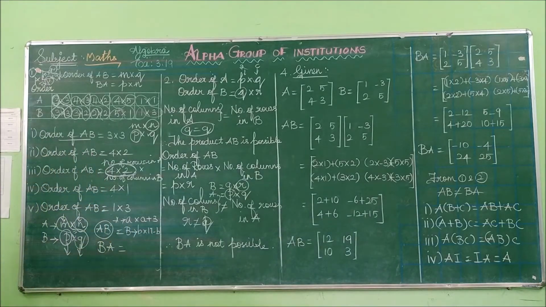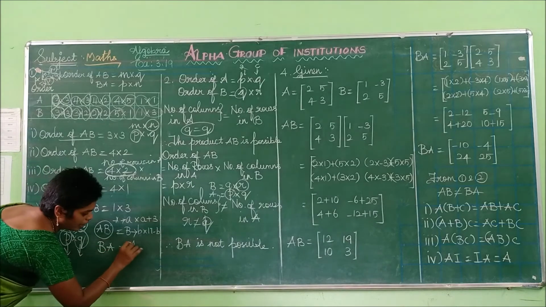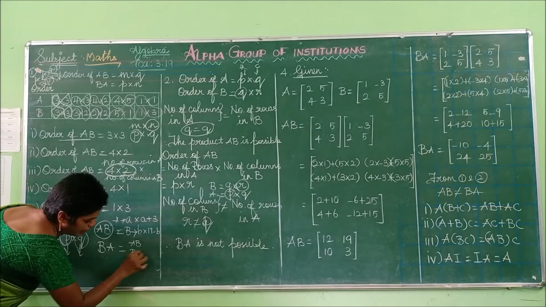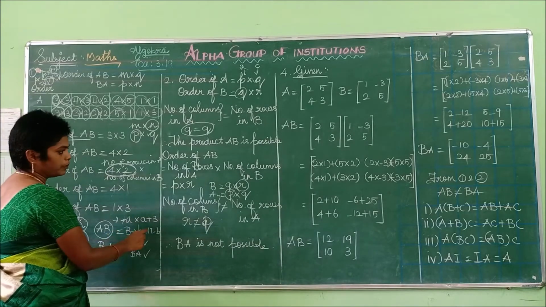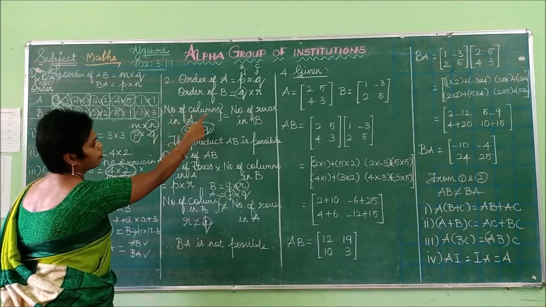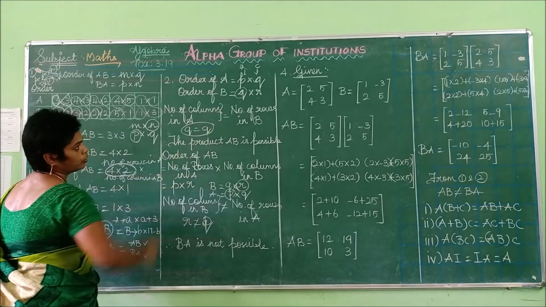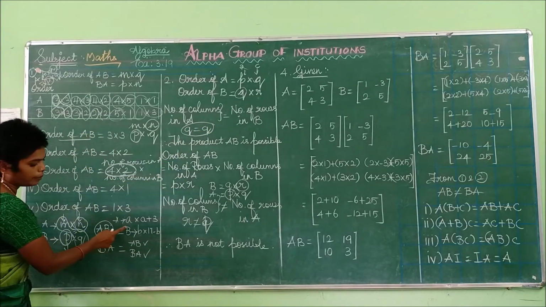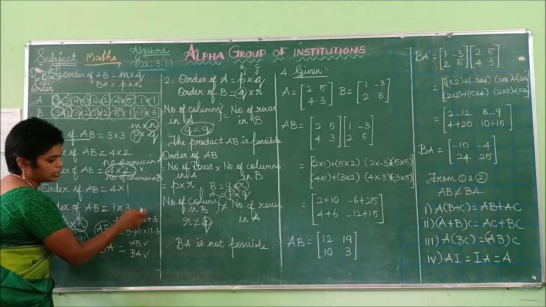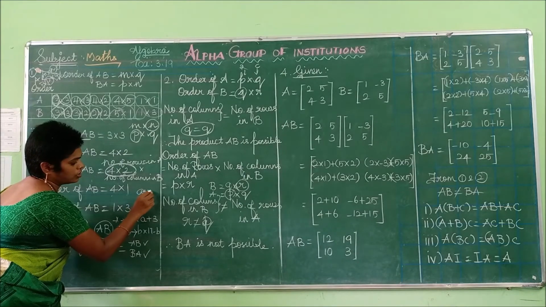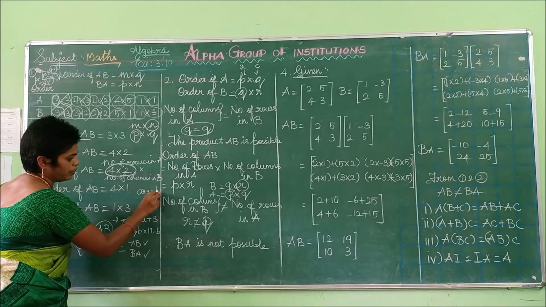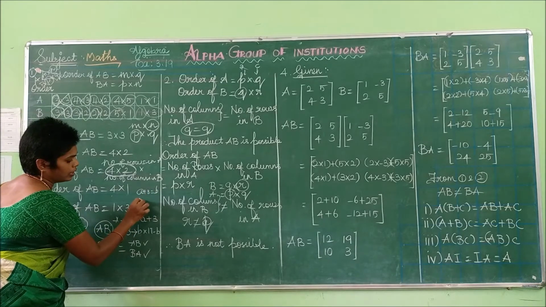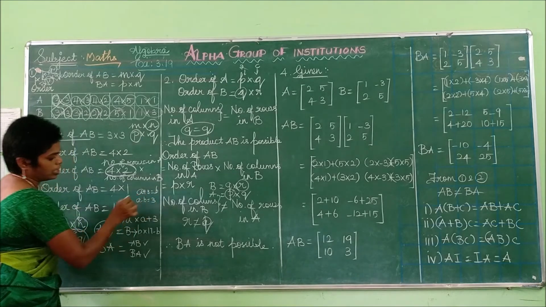So you have to find, here the given statement is that AB and BA exist. That means both can be possible. So possible means what is our condition? Number of columns in A is equal to number of rows in B. So number of columns in A is here a plus 3 which is equal to number of rows in B. Number of rows in B is b. So from this you can find a minus b which is equal to 3.